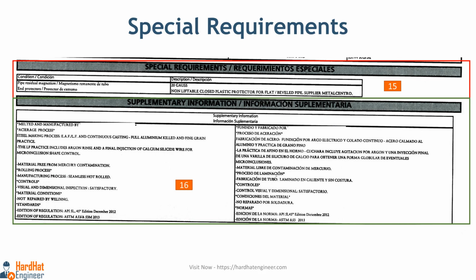Let's see some of them in step 16. Here, the steel manufacturing method, mercury contamination, and gas removal methods are mentioned. Additionally, pipe rolling, visual and dimensional inspection status, and welding repair status are mentioned. The last piece of information is the edition of the standards used to certify the pipe, which is also stated. It's important to check the material using the current edition of the standards mentioned in the material test certificate, as requirements may change with different editions.